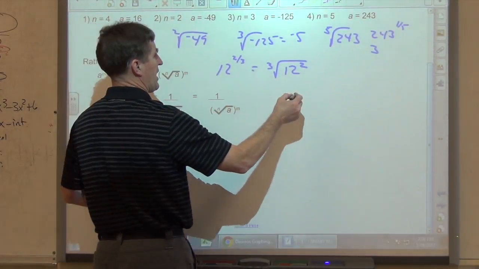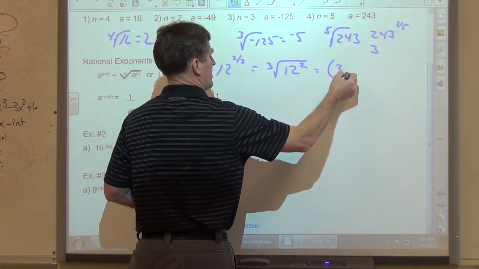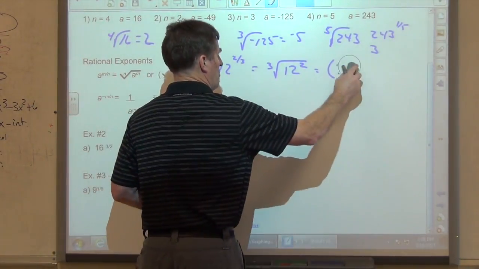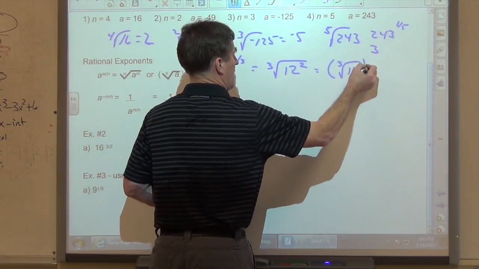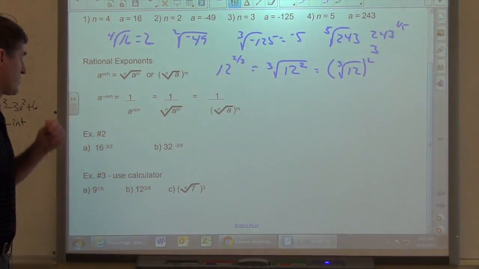Now you can write it this way, or you can do the cube root of 12 first, and then square it. Either way, you'll get the same answer.